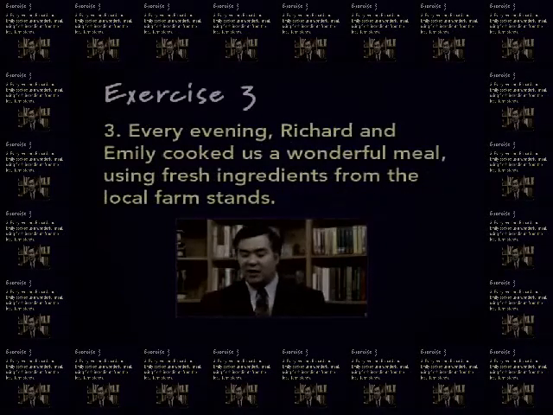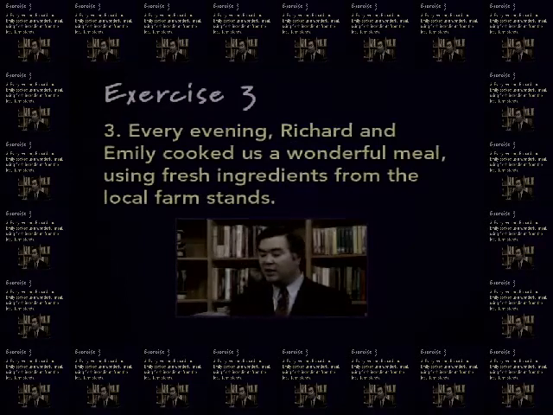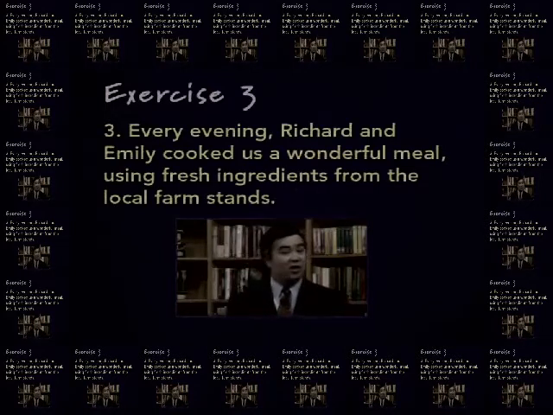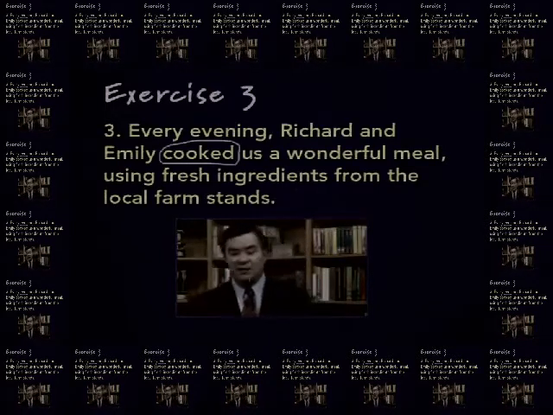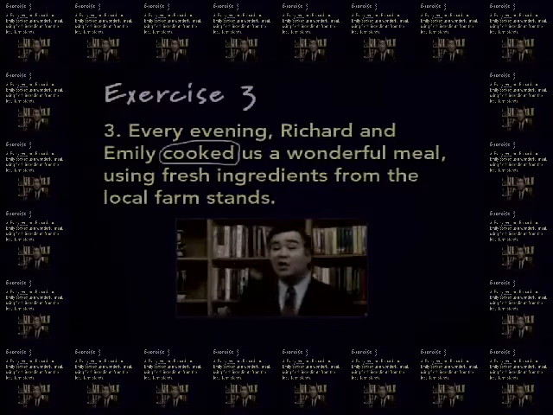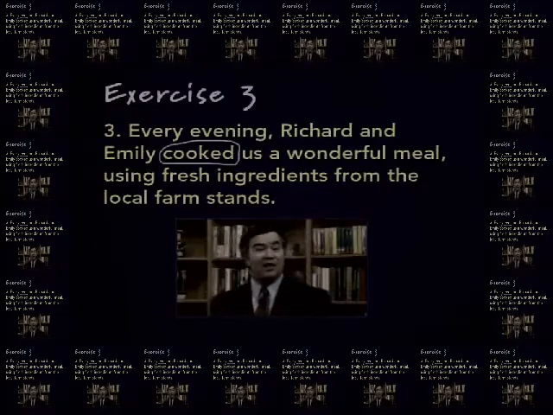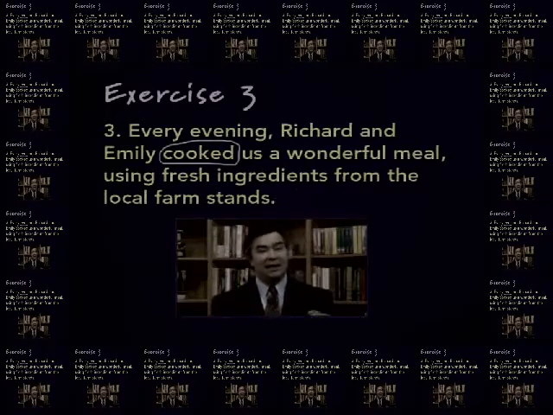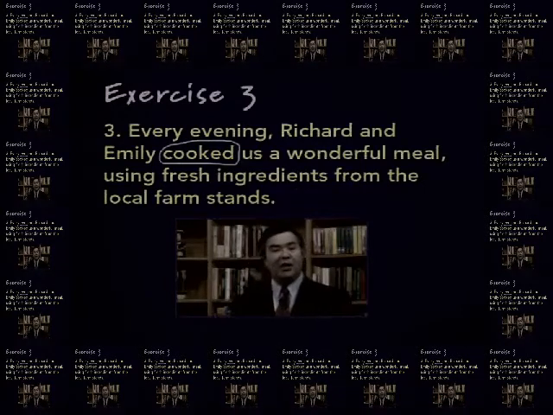Every evening, Richard and Emily cooked us a wonderful meal using fresh ingredients from the local farm stands. What's the verb here? The verb is cooked. That describes the action of the sentence. Who or what did the cooking? Richard and Emily. They're the subject of the verb cooked. And it's, of course, a compound subject because there are two nouns there linked by the coordinating conjunction and. So Richard and Emily cooked.